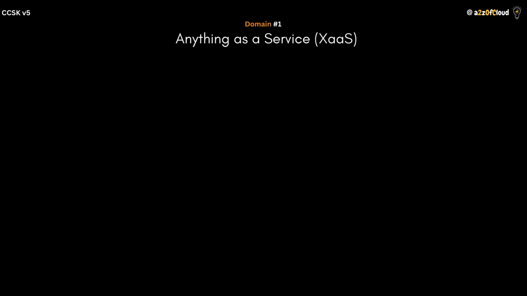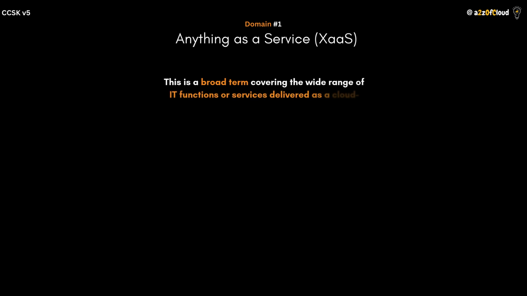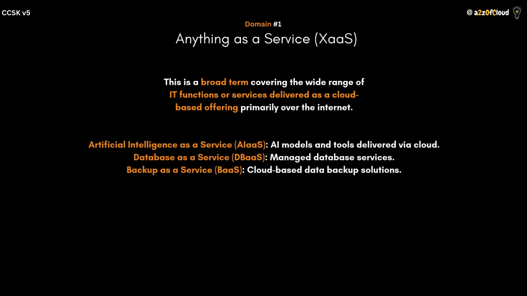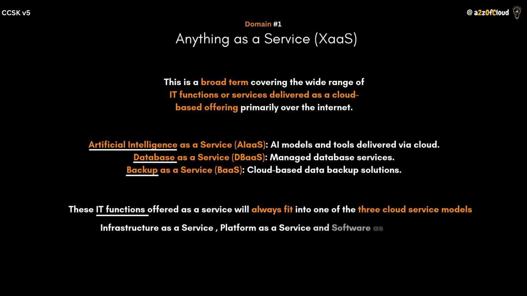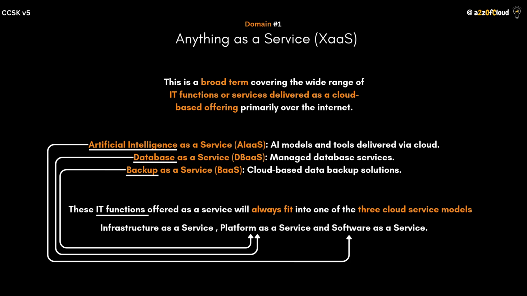The next topic in Domain 1 of CCSK v5 is anything as a service. This is a broad term covering the wide range of IT functions or services delivered as a cloud-based offering, primarily over the Internet. Some of the examples are listed on the screen. These IT functions offered as a service will always fit into one of the three cloud service models.